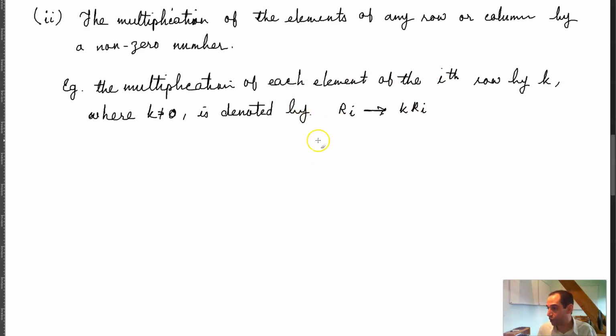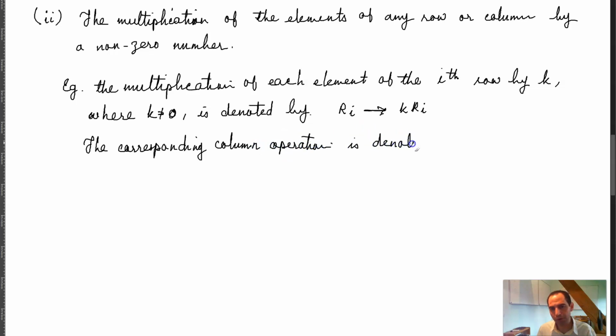Now, the corresponding column operation is denoted by the same operation. You can say that the corresponding column operation is denoted by basically C of I gives K times C of I, right?